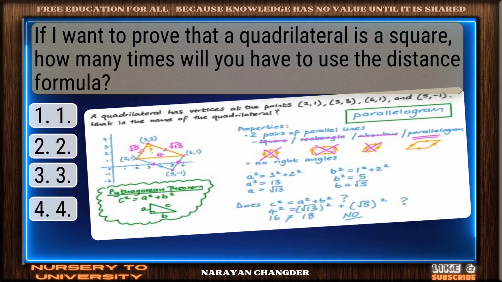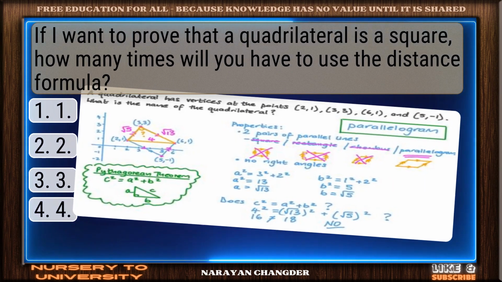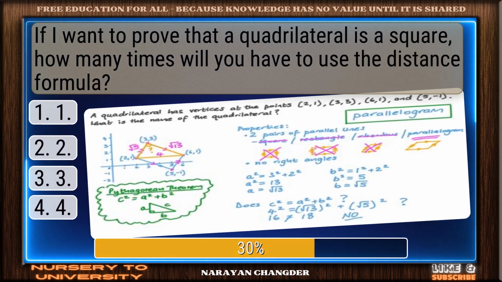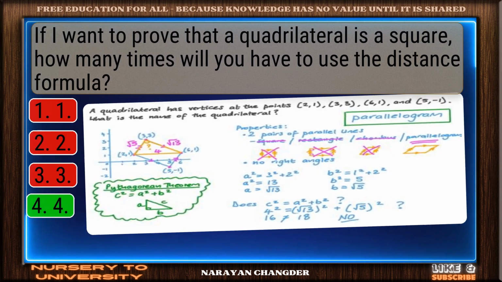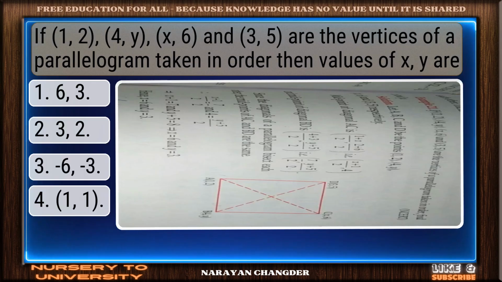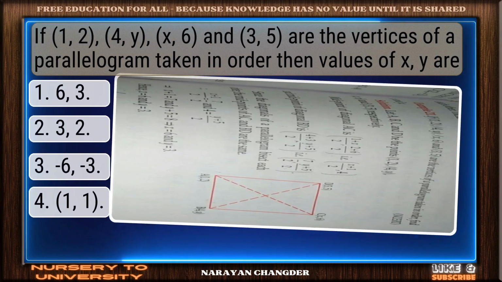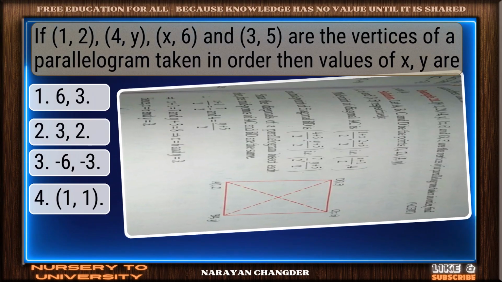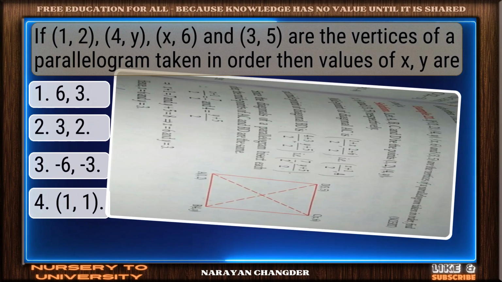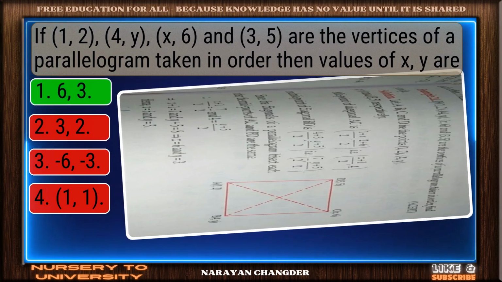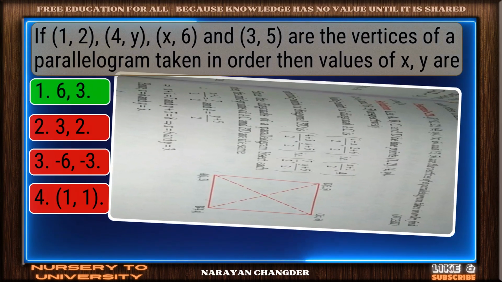If I want to prove that a quadrilateral is a square, how many times will you have to use the distance formula? Nicely done. 4 is solid. If and are the vertices of a parallelogram taken in order, then the values of x, y are. Great thinking. 6, 3 is right.